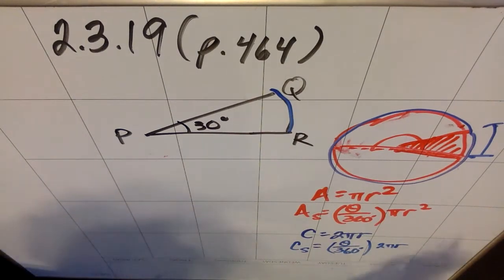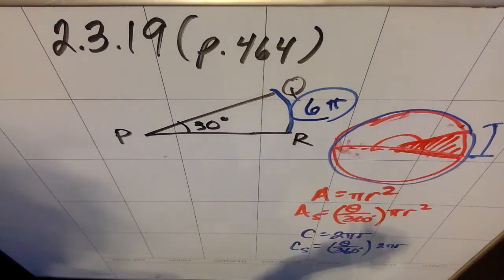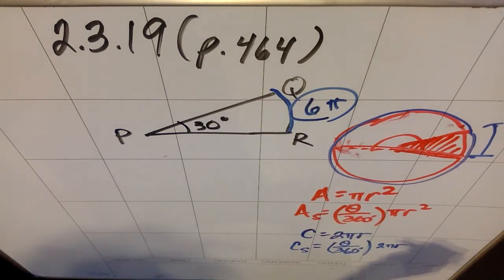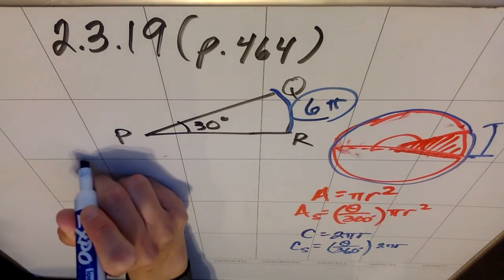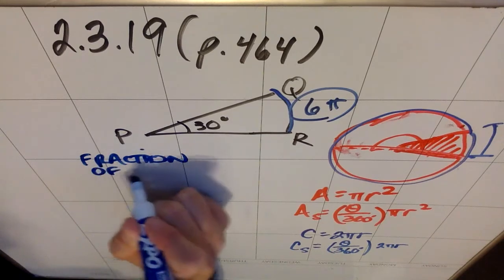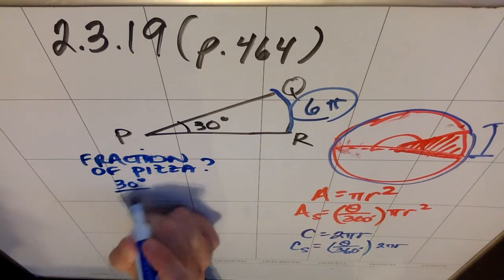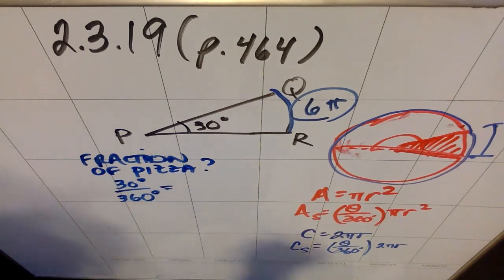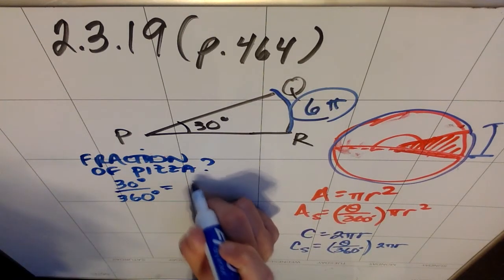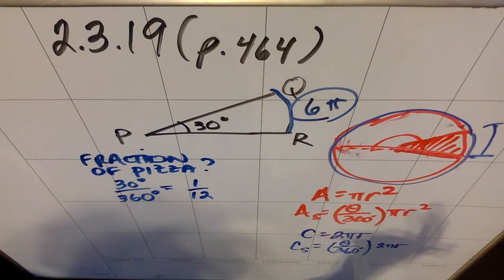So knowing that information, now let's go back and see what we know. We know that QR is 6 pi. So essentially what we can do is figure out what fraction of the circle we're looking at. What fraction of my pizza are we looking at? Well, we're looking at 30 degrees over 360 degrees. If you cancel a 0, you get 3 over 36. If you cancel the 3 out of that, you get 1/12. So essentially, you have a slice of pizza that is 1/12 of the pie.